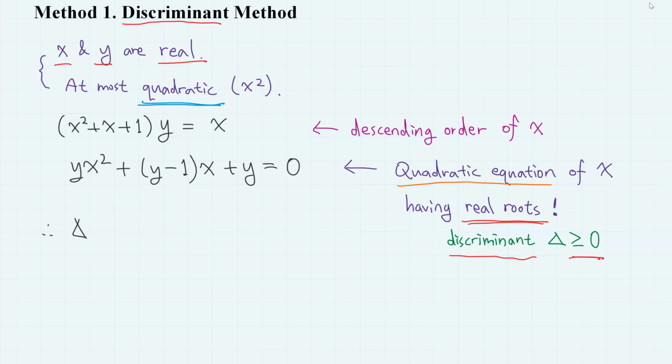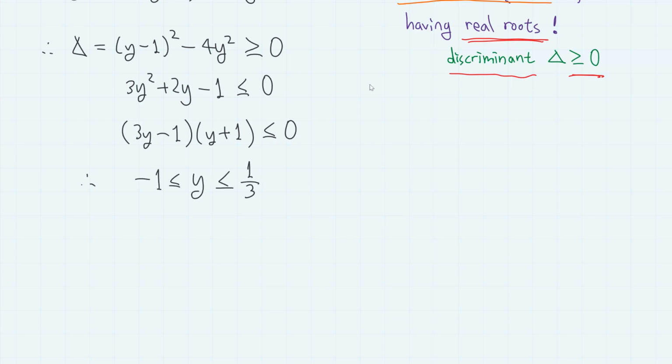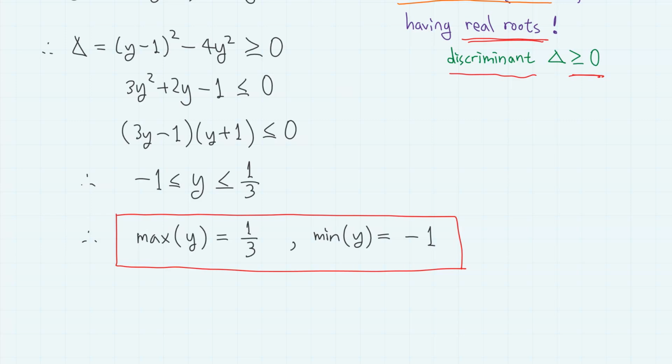So the discriminant delta is given as y minus 1 squared minus 4y squared, and this must be non-negative. If we rearrange this, we obtain 3y squared plus 2y minus 1 is less than or equal to 0, which can be factored into 3y minus 1 times y plus 1 is less than or equal to 0. So y is greater than or equal to negative 1 and less than or equal to 1/3. From here, we know that the maximum value of y is 1/3 and the minimum value of y is negative 1. So this is our answer.